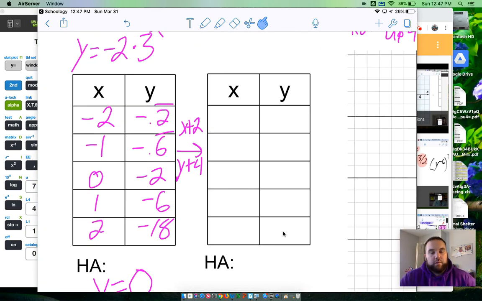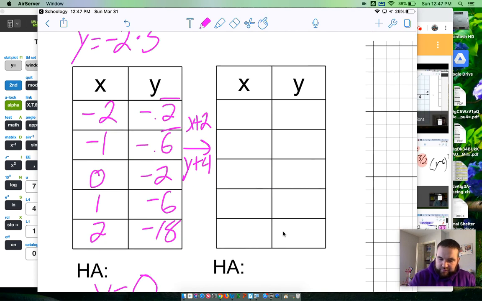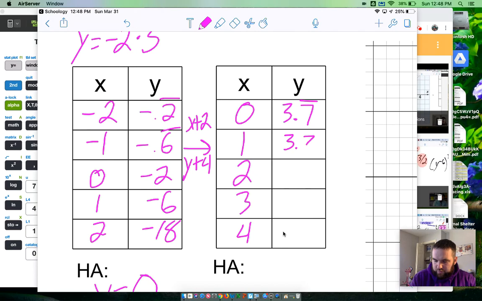Since I'm moving up 4, here, if I add 2 to all of these, I go from -2 to 0, and then 1, 2, 3, and 4. The y coordinates are going to be 3.7 repeating, I believe. And then for -0.6, this is 3.3 repeating. And if we keep adding 4, I have 2, and then -2, and then -14.